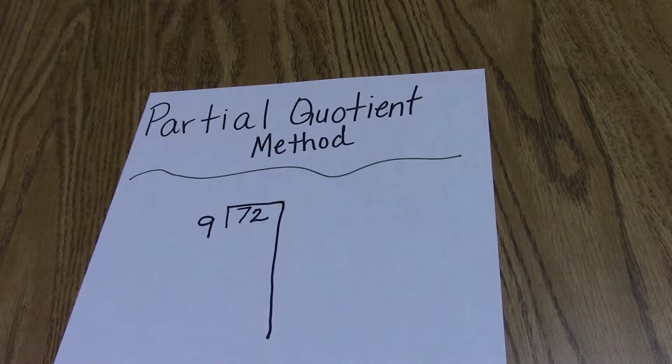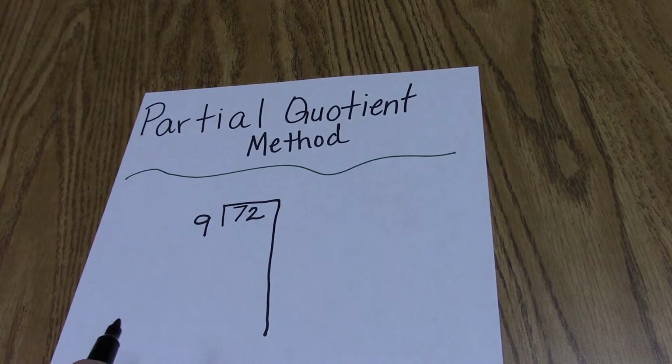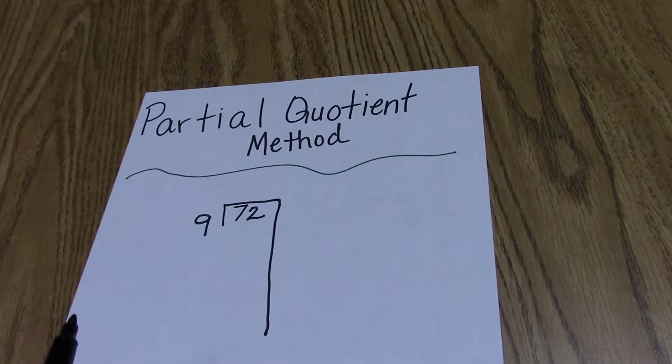Well, I'm a third grader and I may not know my basic facts, and I may not know right off how many groups of 9 are in 72, but I might remember another fact that I can use and pull out, subtract out of that number to make it easier for me.